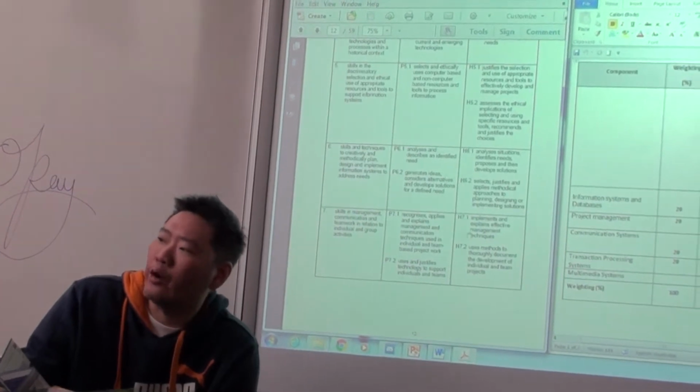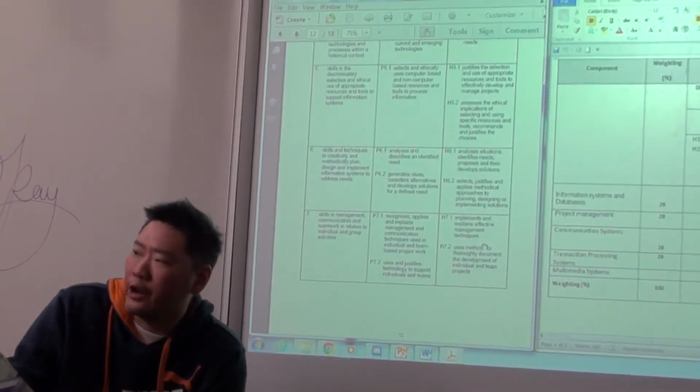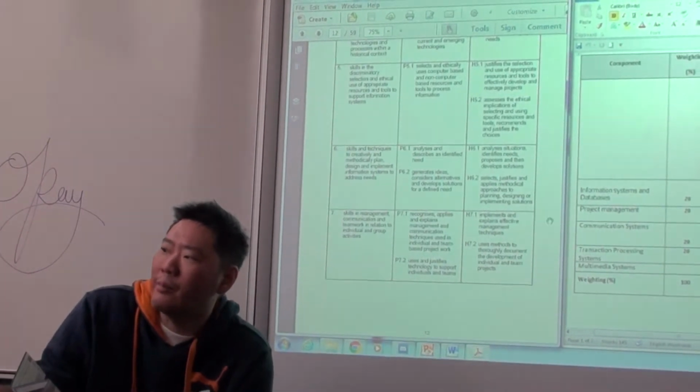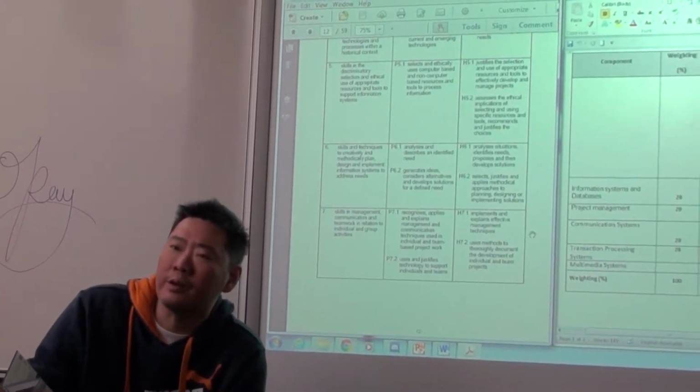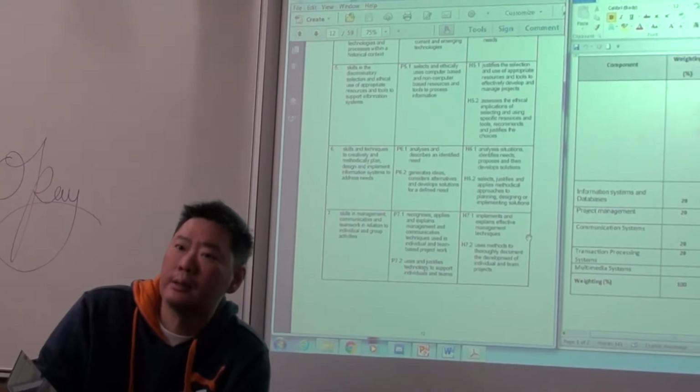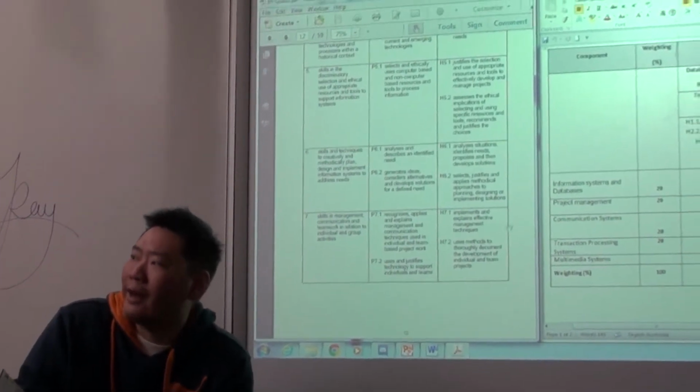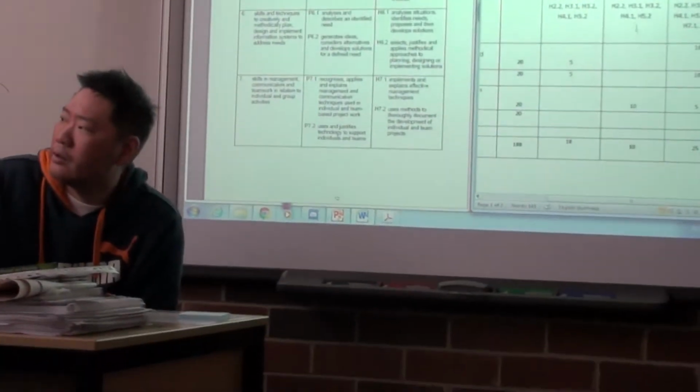Yeah, some of them don't, like project management and information system databases, there's no implement and explain effective management techniques, because there's no management. Okay? So we don't cover that until we get to that bit.